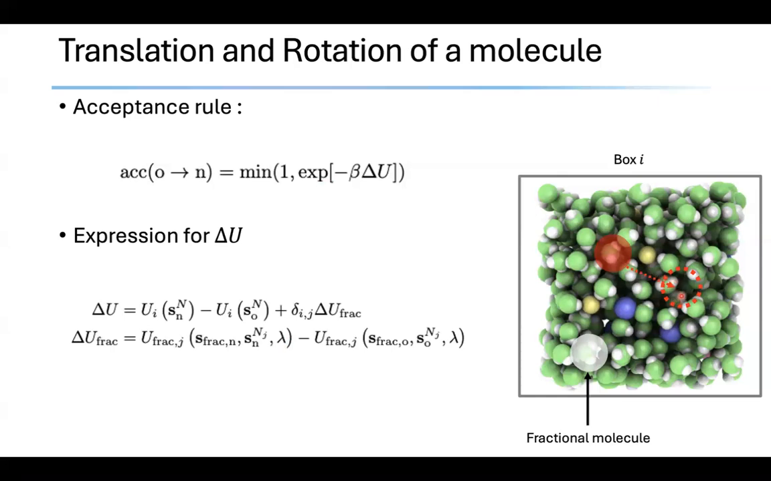Now, let us assume that delta U is greater than zero. In the case that delta U is greater than zero, it means that the molecule has moved into a position where the overall energy of the system has increased. This means that this is unfavorable. Then the exponential of this quantity would be a number less than 1.